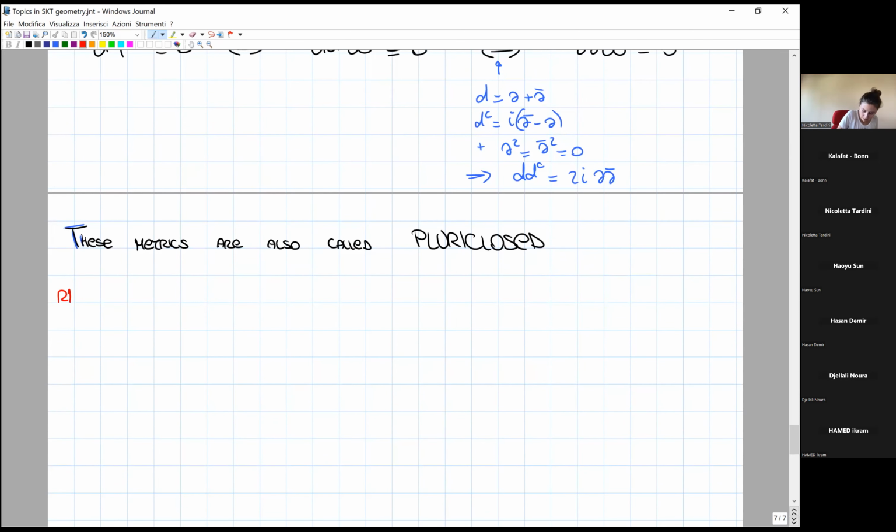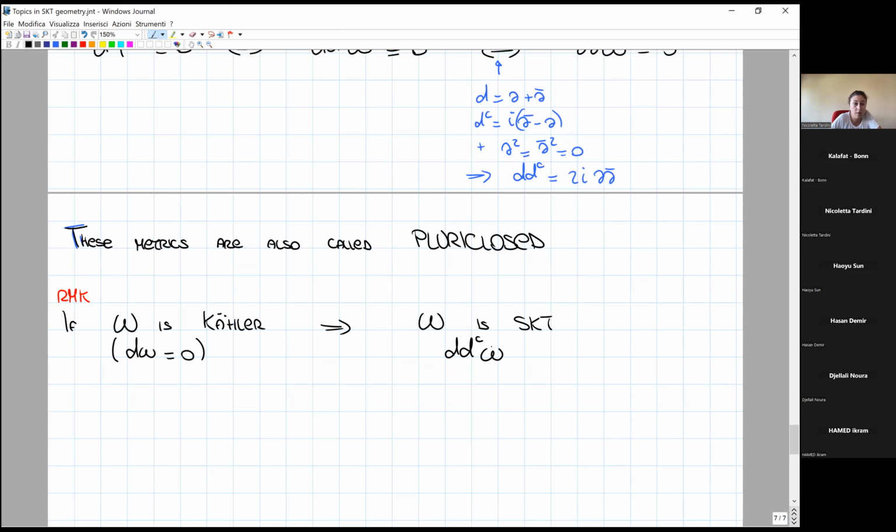So first remark, that is the obvious one. If omega is Kähler, which means omega is closed, then omega is SKT. Because the SKT condition is d d^c of omega, which, well, you can see this because d and d^c anticommute. This is minus d^c d of omega, but if omega is closed, this is zero. So Kähler metrics are SKT, so this is a natural generalization of the Kähler condition.